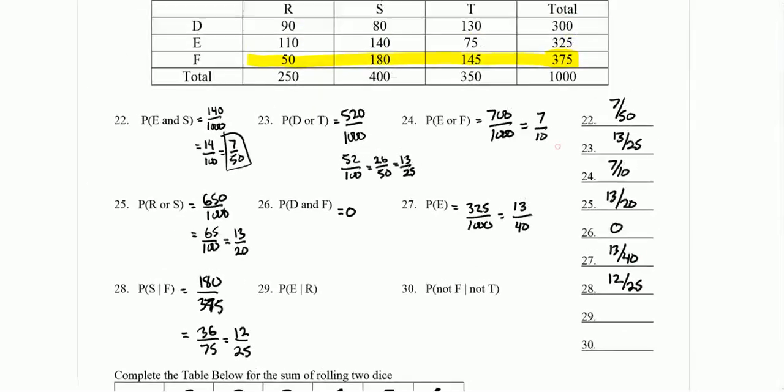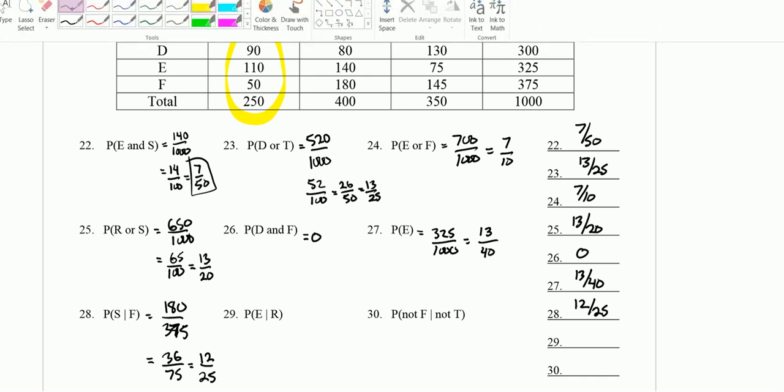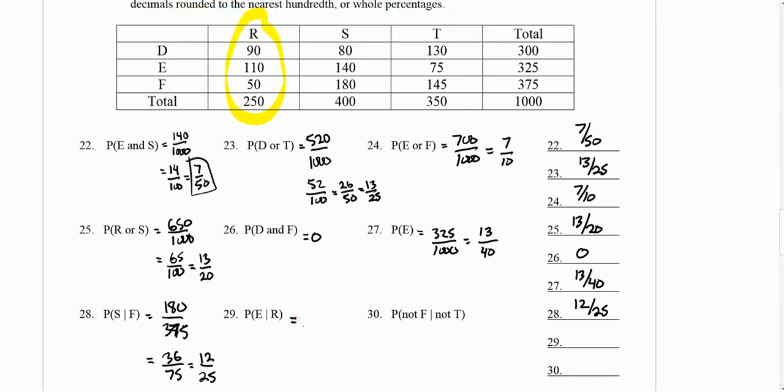Number 29, we're looking for the probability of E happens given that R happens. So we're looking only at column R. Column R totals 250, so that's our denominator. And just in that, 110 belong to E. Divide top and bottom by 10, you get 11 out of 25. And that's our answer.